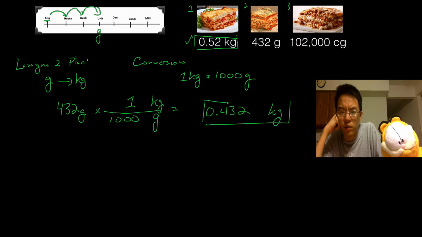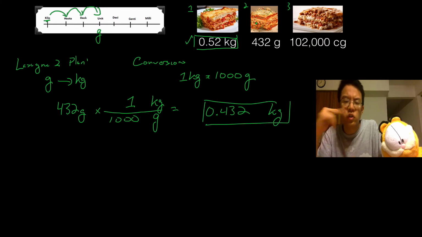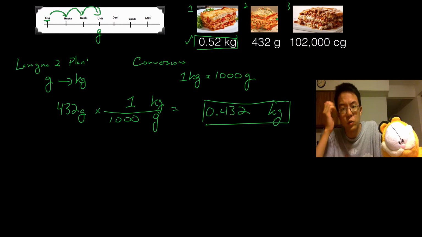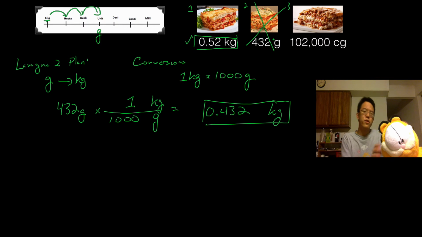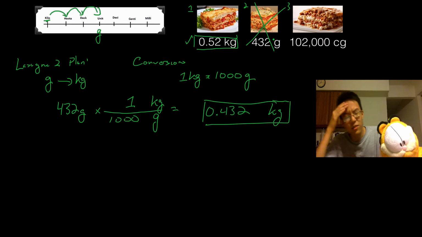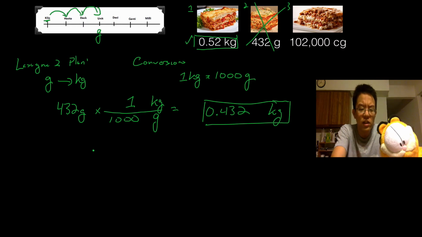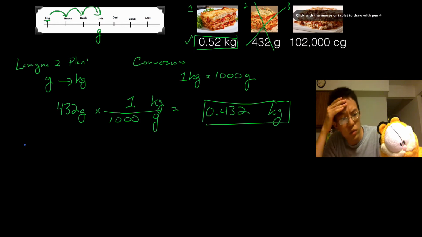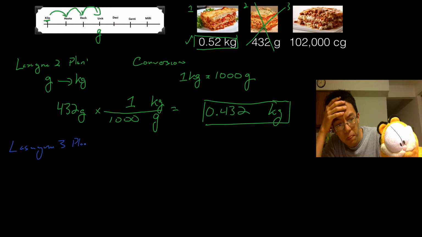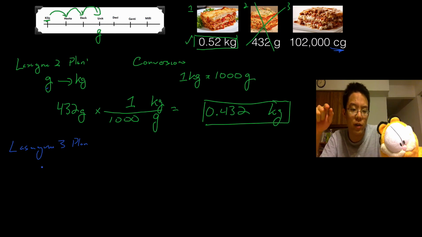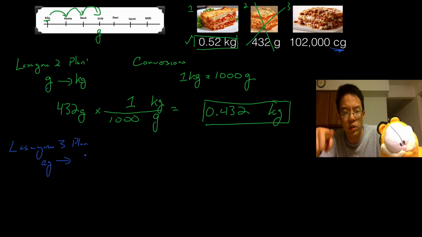And there we go. So I now know that this slice 2 weighs 0.432 kilograms, which does not seem as much as slice 1. So let's eliminate that one. Garfield would not like that slice. Okay. And let's take a look at slice number 3. So lasagna 3, let's see if that offers a better deal. Okay. So the plan now is not to go from grams to kilograms since my starting unit is centigrams. So I'm going to start with centigrams, and I want to go to kilograms still to compare.